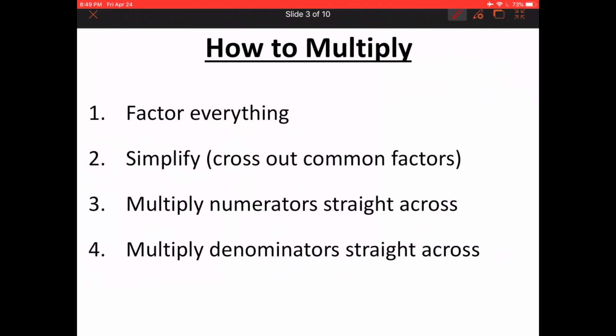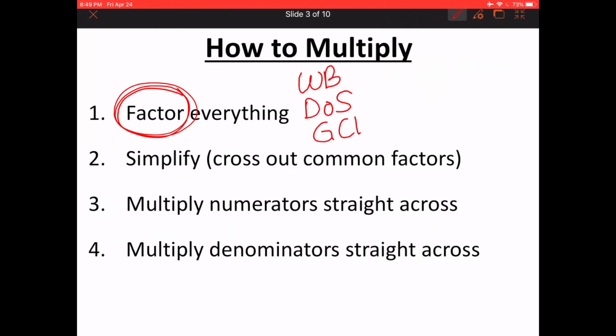So here are the steps for how to multiply. We just did those examples, but to give you some concrete steps, now that we're working with more difficult fractions, the first thing you want to do is factor everything. Remember, our 3 main ways of factoring are going to be working backwards, difference of squares, and greatest common factor. Those are going to be the 3 big ways of factoring that we use.